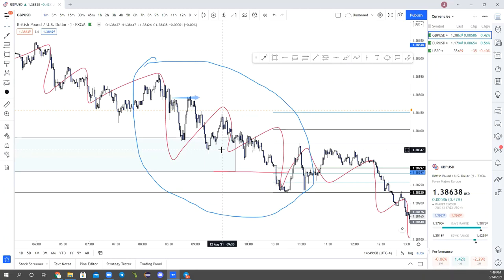Something like this, what if I thought here that this was a higher low being created, but then here, it didn't break that wick, so that would still be considered a lower high, but yeah.